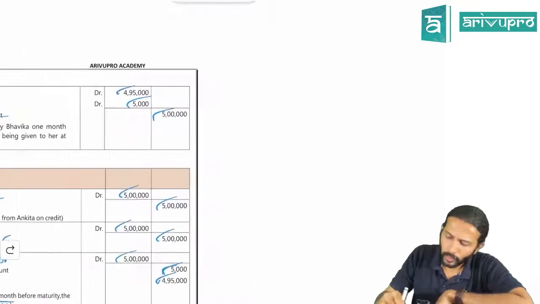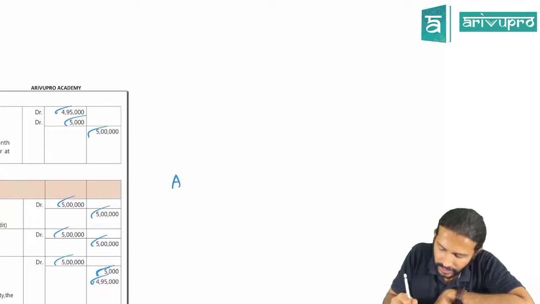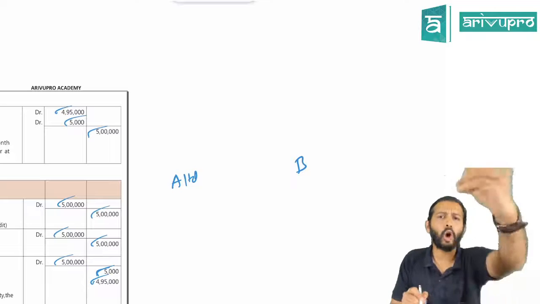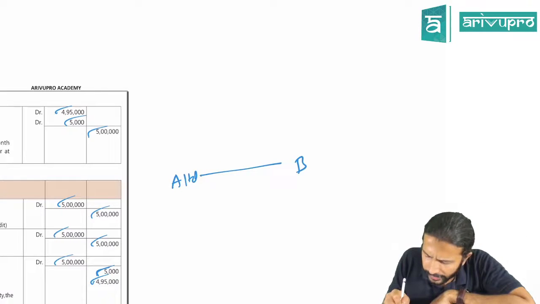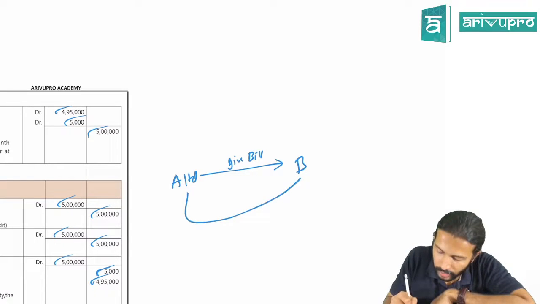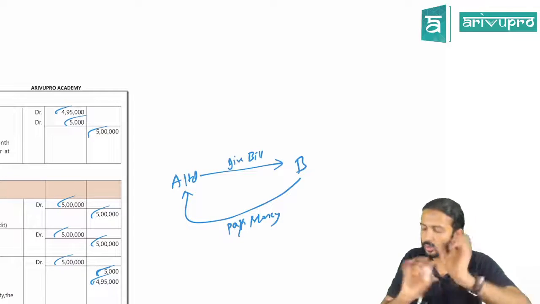Alright. Now what will happen on the due date? Let's take it as the Ankita Bhavika example. That only they are calling A Limited, B Limited. On the due date, what will happen? A Limited will give the bill to B Limited. And what will B Limited do? B Limited will pay the money to A Limited. That's how this transaction works.